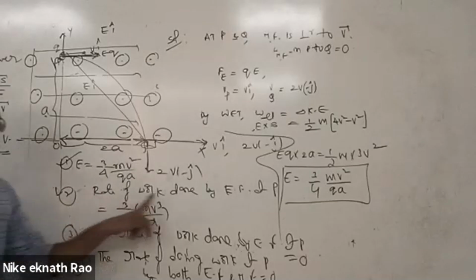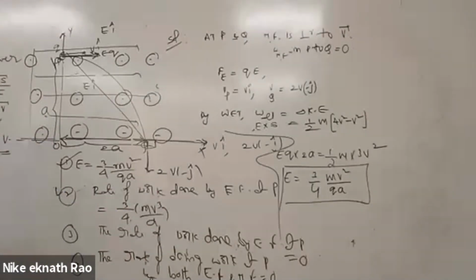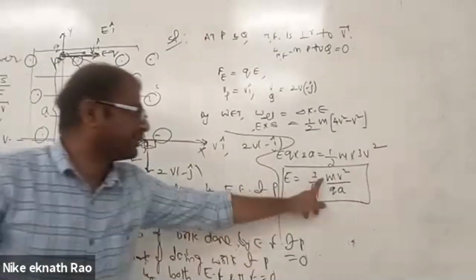But it is saying the rate of doing work by the electric field is 3 by 4 mv cube by A. So what is the E value? The E value is up to here.